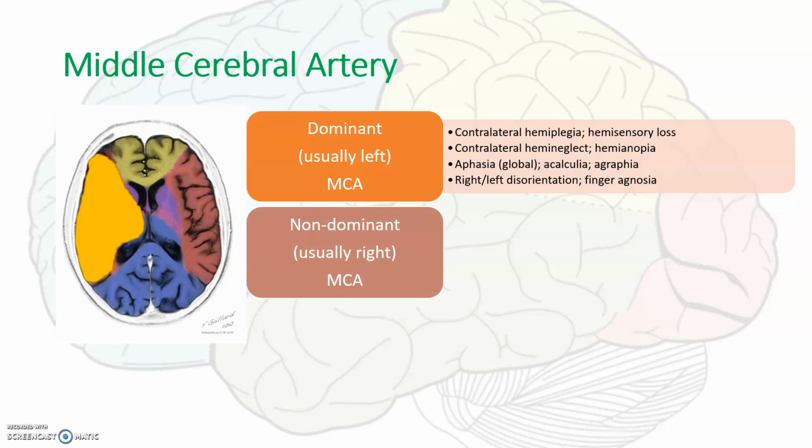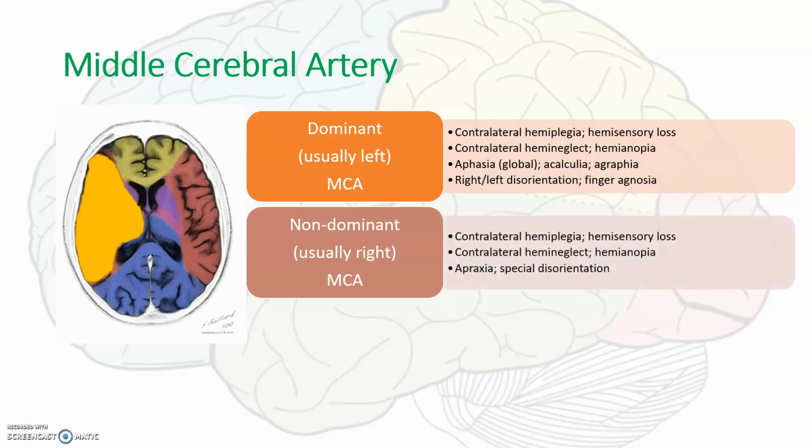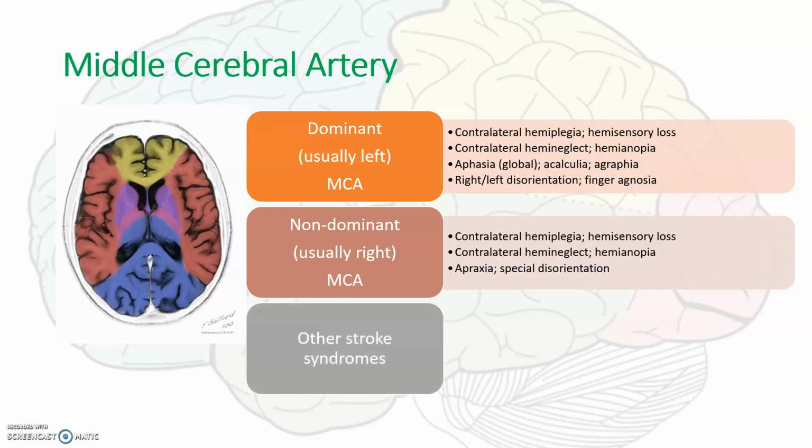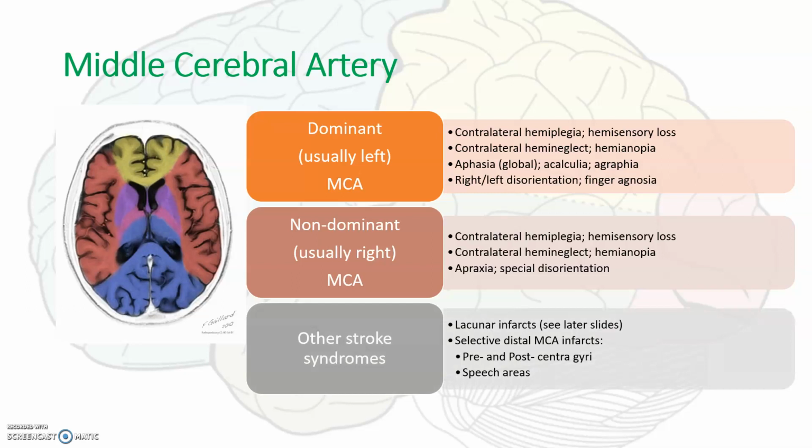In a non-dominant hemisphere, we get the contralateral hemiplegia and hemisensory loss, contralateral hemineglect and hemianopia. But on this side, the syndrome is associated with apraxia and spatial disorientation. Finally, with specific branches of the MCA, you can get lacunar infarcts, pre and post central gyri being involved, or specifically the speech areas.